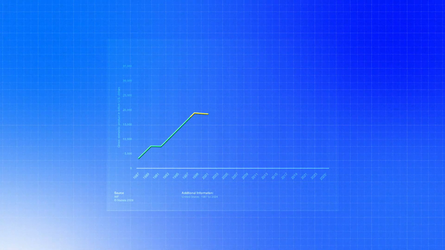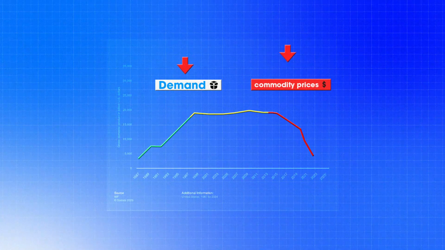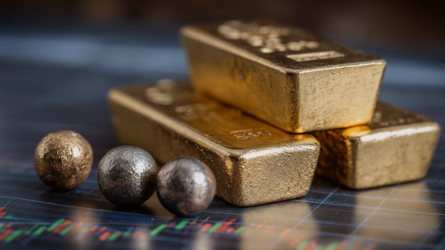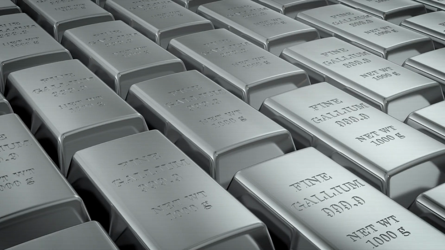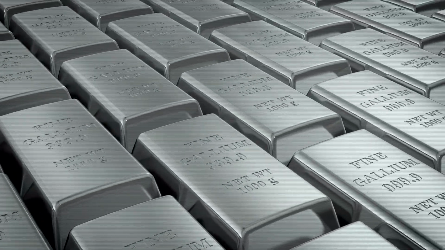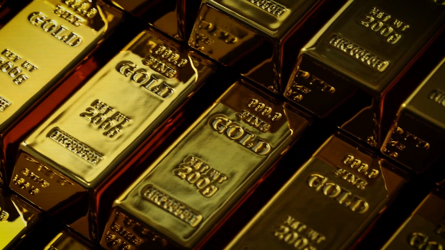But what happens if economic growth slows down or turns negative? Demand declines, and as a result, commodity prices may also fall. Of course, there are important exceptions. Some commodities, such as gold and silver, may move in the opposite direction, because during times of economic uncertainty, they are considered safe haven assets, and their prices may therefore rise even in periods of economic weakness.